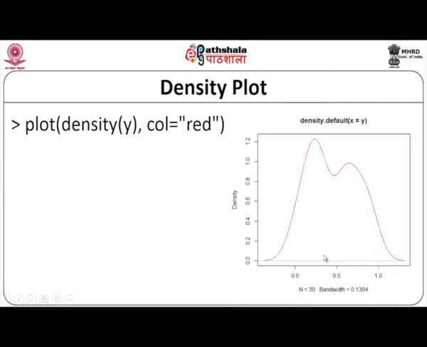Suppose you want to display a density plot. The density plot can be plotted using the function called density, which must be passed as an argument to the plot function. The density plot in turn requires a color value. So, if the color value is set to the label red, then if you execute the plot function with the density function and the color value set to red, you will get a density curve as shown in this diagram. So, this is also for a single variable called y.